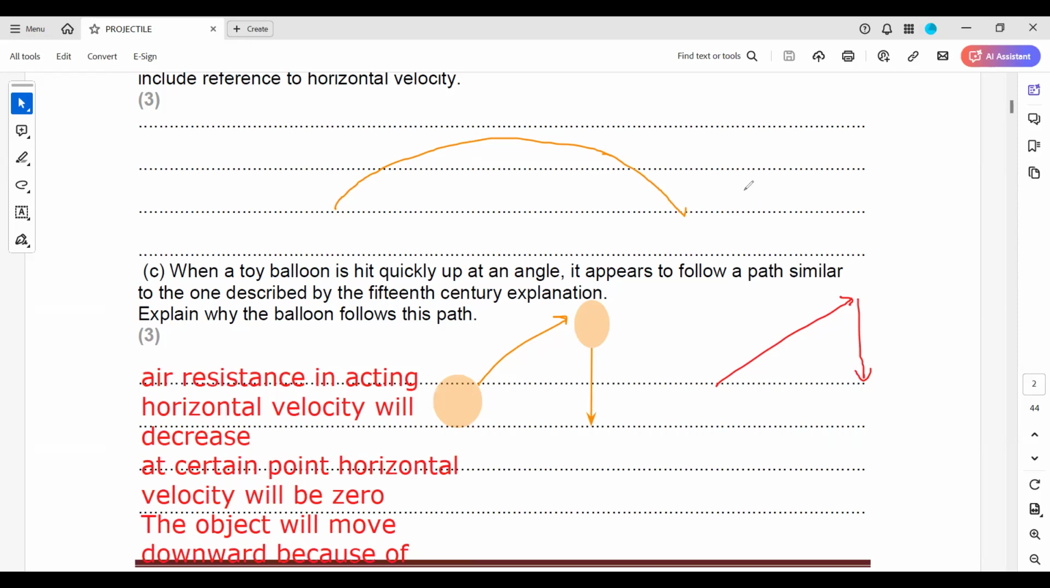Say we launch a projectile, it has a horizontal velocity and a vertical velocity. The vertical velocity is decreasing and the horizontal velocity is also decreasing. At a certain position, the horizontal velocity will be 0 and the vertical velocity is also 0. So when both velocities are 0, what is the force acting? The gravitational force is acting. And because of this gravitational force, what will happen? The trajectory reaches a certain point, and then because there is no horizontal velocity, it will accelerate downward because of the gravitational force.